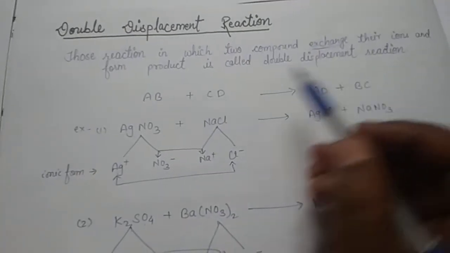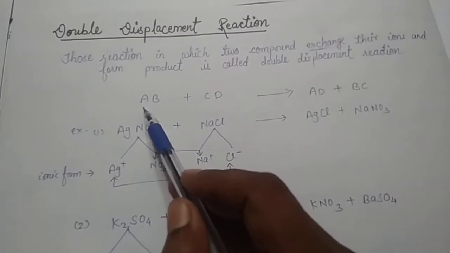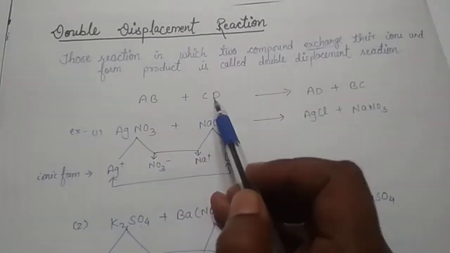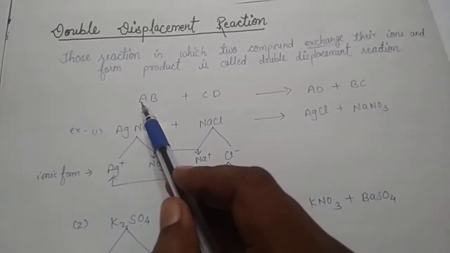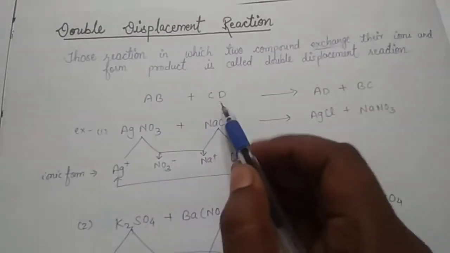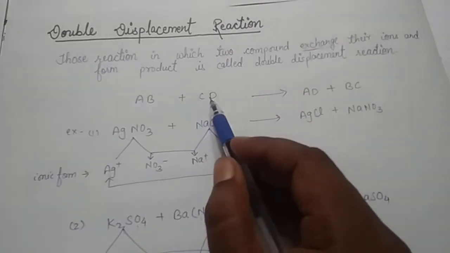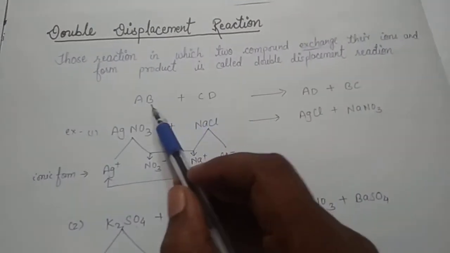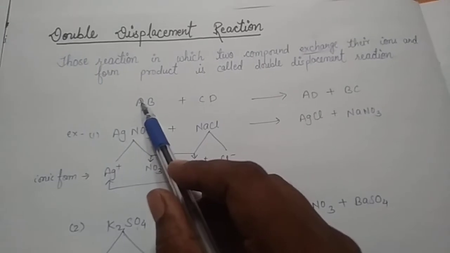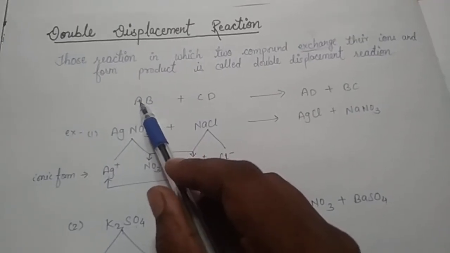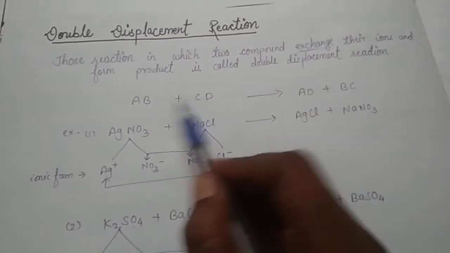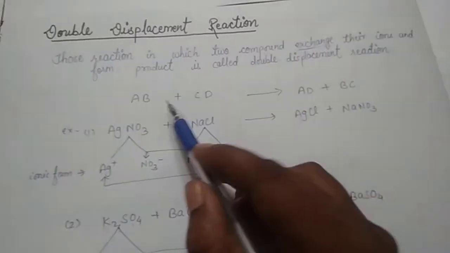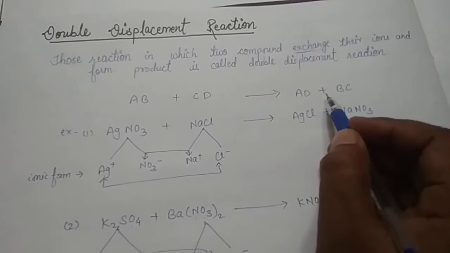Clear children? For example, suppose this is a compound AB and this is the compound CD. It is the combination of metal and non-metal. This will also be a combination of metal and non-metal. So A, being a highly reactive metal, displaces the less reactive metal C, and forms the products AD and CB. Clear children?